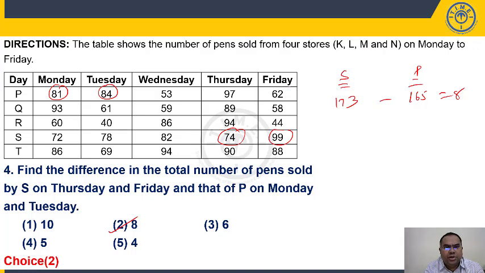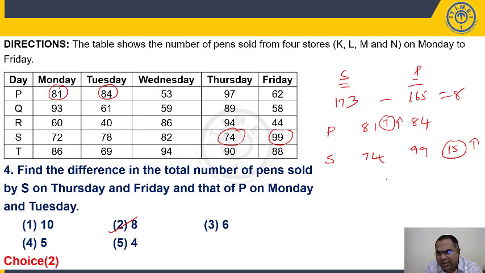Or you can also compare like this here. P, what are the values? 81, 84. S, what are the values here? 74, 99. Now if I see 74 and 81, I can say P is 7 more when I compare these two values. 84 and 99, S is 15 more. So P is 7 more, S is 15 more. So 15 minus 7, overall S will be 8 more. So the difference should be 8.